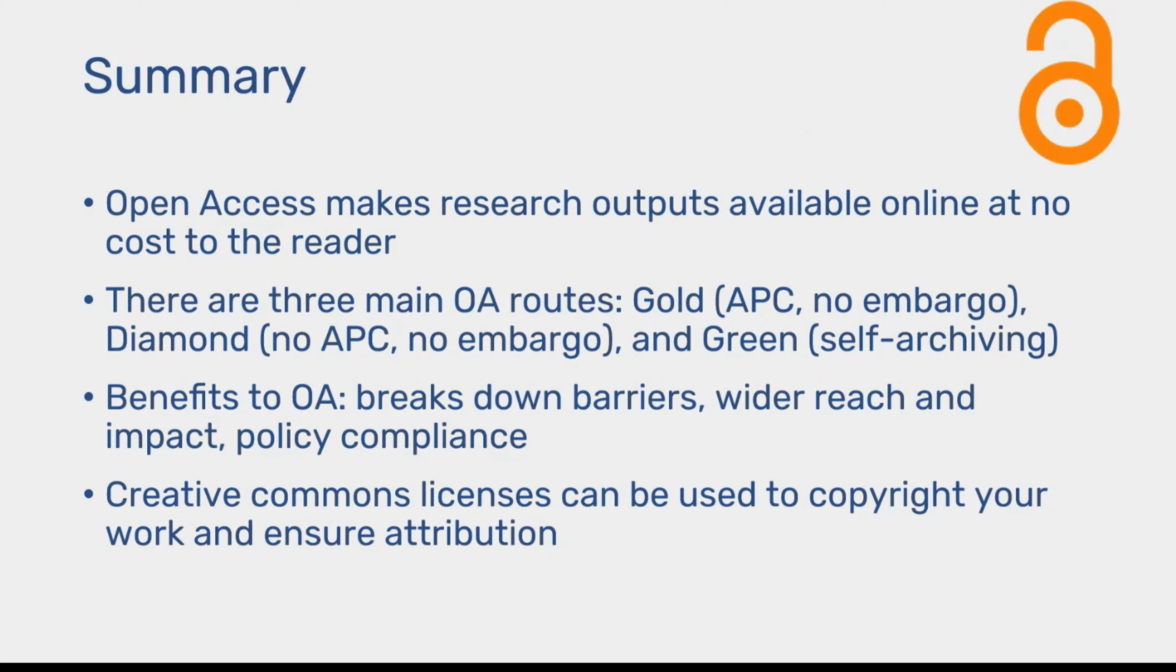So there are many benefits to making research open access, which we covered, including breaking down barriers, ensuring knowledge is shared and not siloed, allowing a wider reach and impact, and it may also be necessary to comply with funder policies and institutions' open access policies if applicable. And then we touched on Creative Commons licenses, which can be used to copyright your work and ensure attribution. But be aware you will need to check the publisher copyright policies, and the publisher may mandate which CC license can be applied to your work, as may your funder.